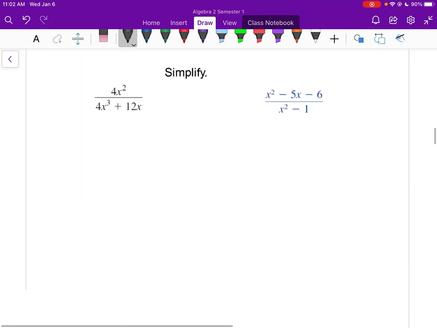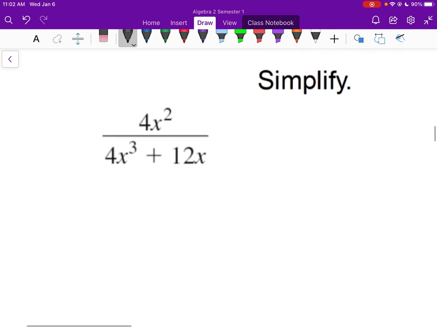All right, so first example, 4x squared over 4x cubed plus 12x. I cannot simplify anything at this point due to that being addition. So what we need to do first is factor. Nothing to factor in the numerator, so we're just going to leave that as 4x squared. And then when I look at 4x cubed plus 12x, the greatest common factor will be 4. And each term has an x, so we're going to say 4x, which will leave us with x squared plus 3.